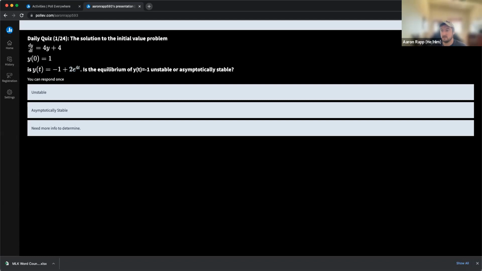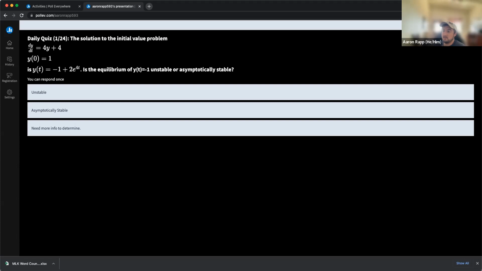And to save you some trouble, from this, the solution, based on all the work that we did, is going to be -1 plus 2 times e to the 4t. In all of this, you could solve for it again if you want to. There is an equilibrium value. So if my function y of t is constant at -1, the differential equation will never change.